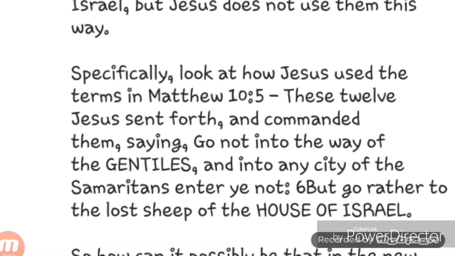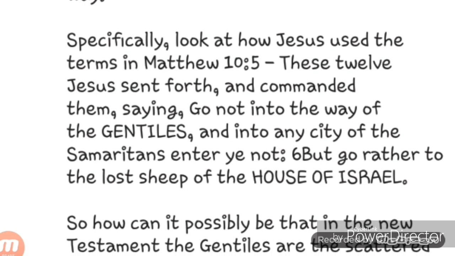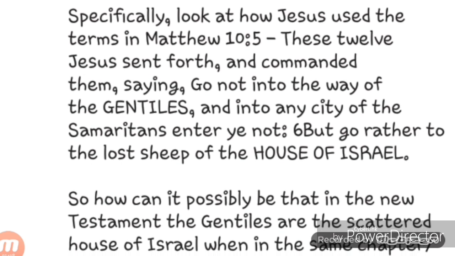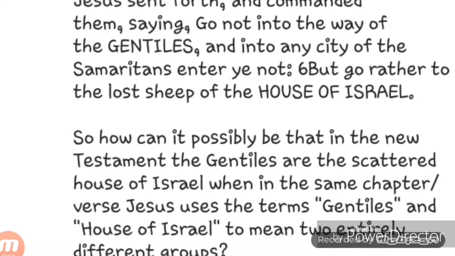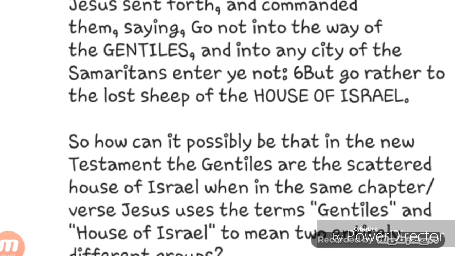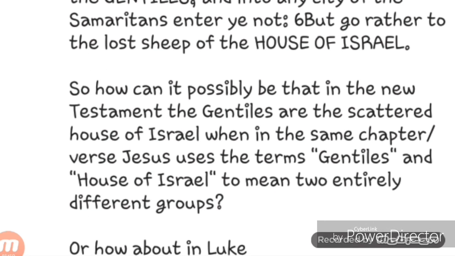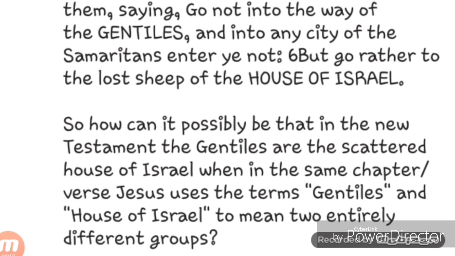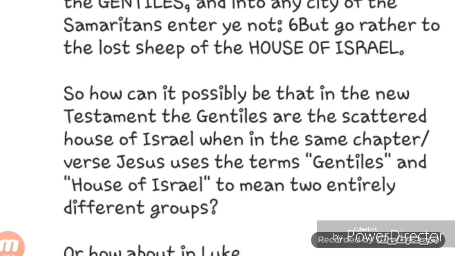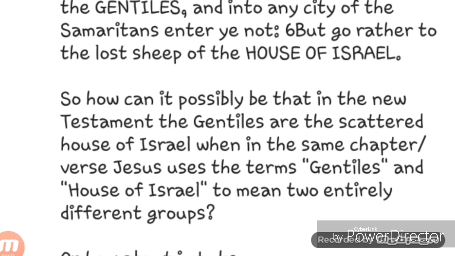Alright? It says specifically, look at how Jesus used the term in Matthew 10:5. These 12 Jesus sent forth and commanded them, saying, go not into the way of the Gentiles, into any city of Samaritans enter ye not, but go rather to the lost sheep of the house of Israel. So how can it possibly be that in the New Testament, the Gentiles are the scattered house of Israel, when in the same chapter verse, Jesus used the terms Gentiles and house of Israel to mean two entirely different groups? Okay? He has other questions on there too, but I'm going to answer the first one in this lesson, part 1. Alright? But he, like I said, he pretty much put his foot in his own mouth.